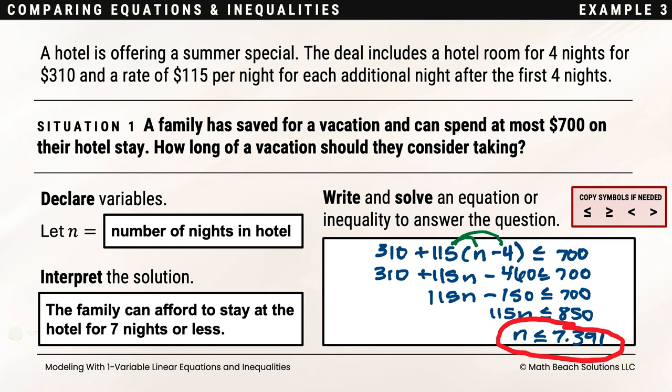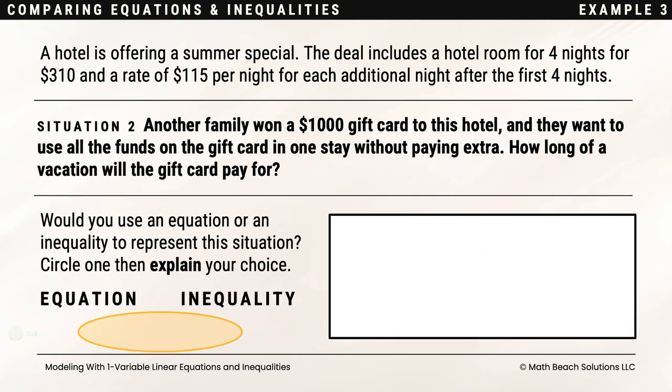Now, why did we not say 7.391 nights? Well, that's not how hotels work. We're working in whole units here, so we're going to go ahead and round down to 7. Rounding up to 8 doesn't make sense, because then they would be outside of their budget of $700 for the hotel stay.